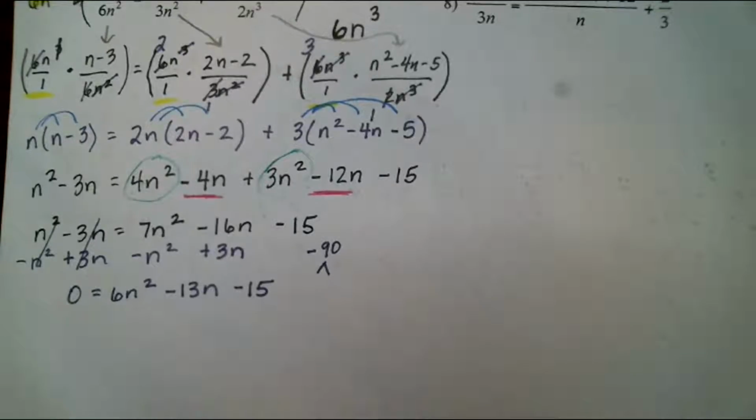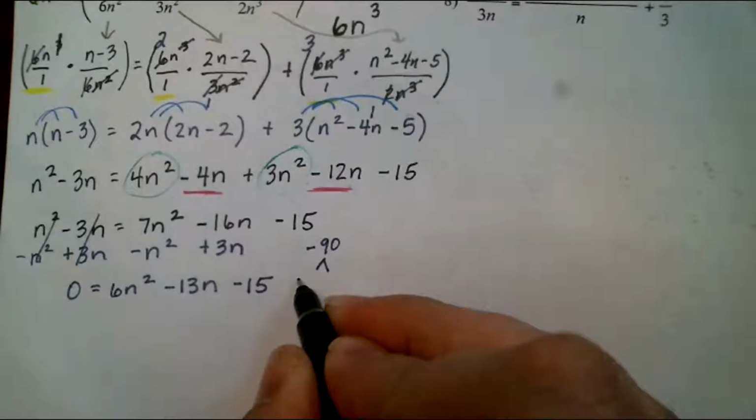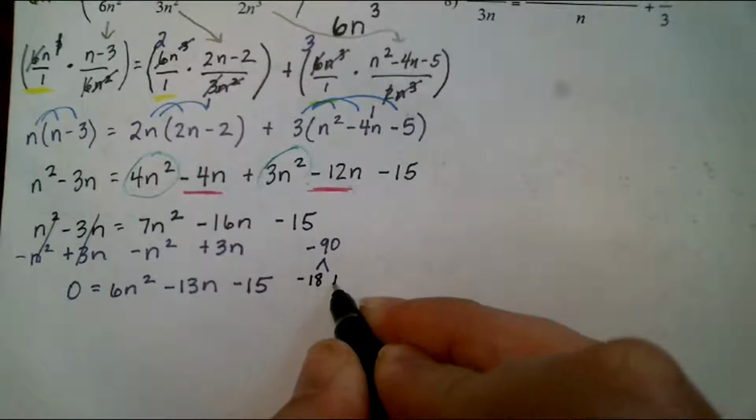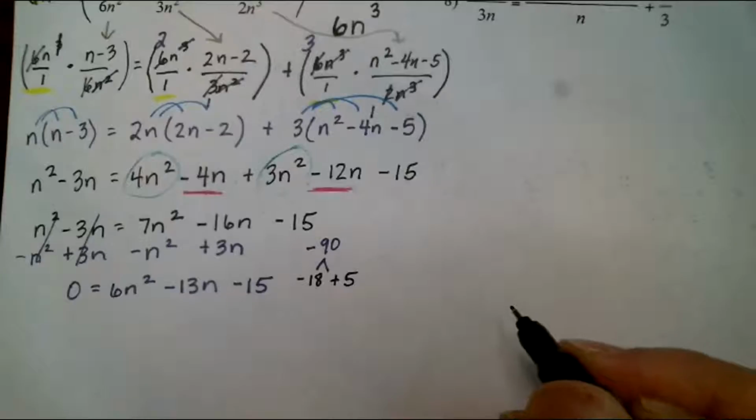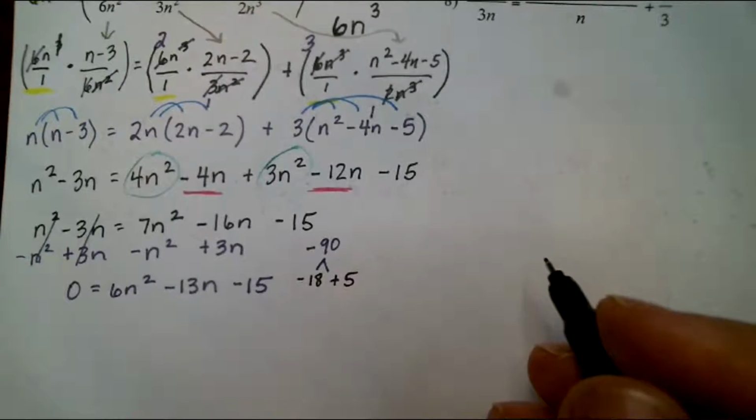Anybody got it yet? Should be finding it to be 18. It would be negative 18 and positive 5. Negative 18 and positive 5. Good, Molly.